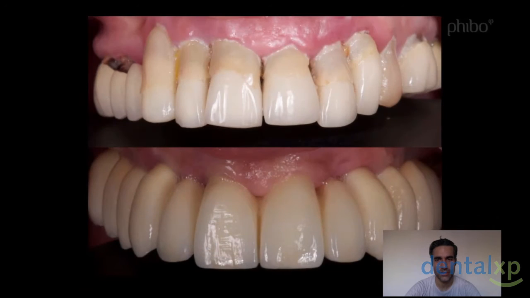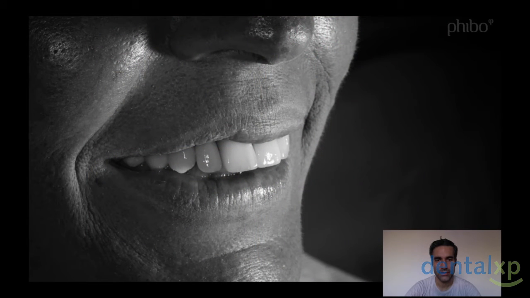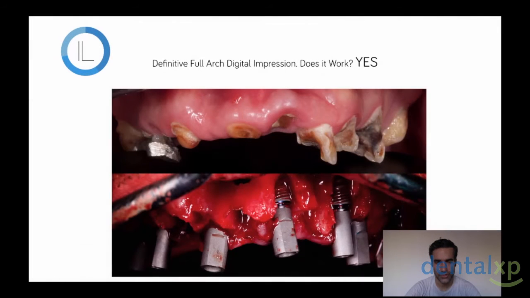As you can see, before and after there is quite a big difference, and the patient is happy with our new rehabilitation. So we have started doing this protocol in a lot of patients. We now have a quite important series of cases. As you can see, here are immediate implants with the same protocol with guided bone regeneration.